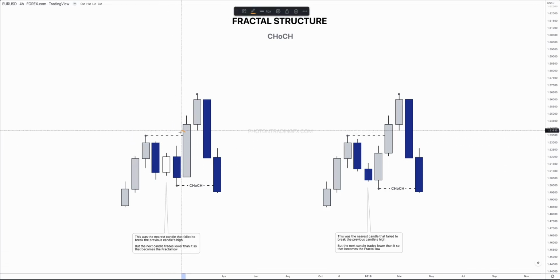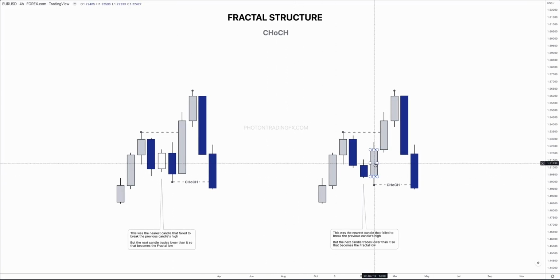So again, when you see that high break, you want to look at where the nearest candle was that failed to break the previous candle's high. So this becomes our fractal low, but obviously price has already traded through it. So we just adjust it to the next candle, and that becomes our low in this case.